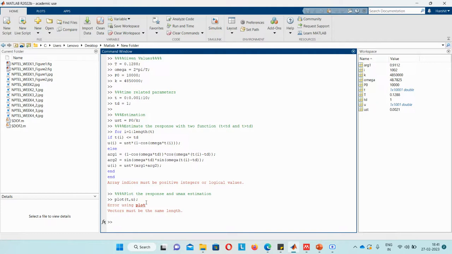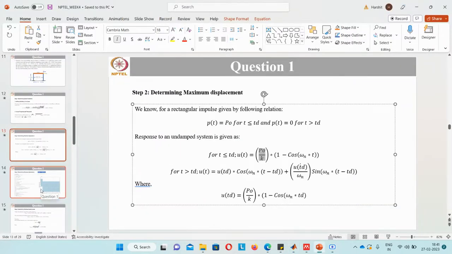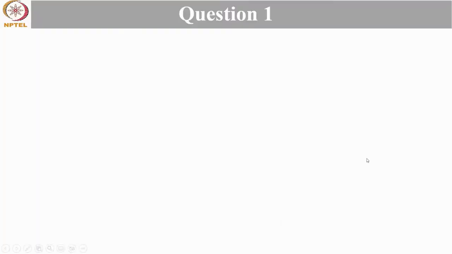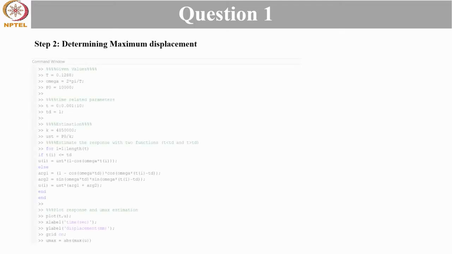Somehow there is some problem in the code part, but I have done the same thing before and I have the solution, so I will explain it to you through that solution right now. You can try the same thing again in your MATLAB file, and if there is any problem in that also, you can report to me. So see what we did in this command. We first defined the given values, then the time related parameters. We did all the estimation and we plotted the response.